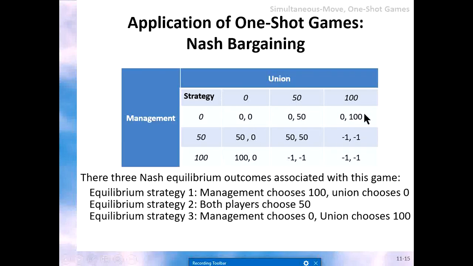So you can see the strategies 50-50, 0-100 and 100-0 are all Nash equilibrium. Either management chooses 100 and union chooses 0, or both of them choose 50-50, or management chooses 0 and union chooses 100. So 1, 2, 3. The other combinations are not Nash equilibrium. The -1, -1 outcomes are all stalemates where the deal is not happening.